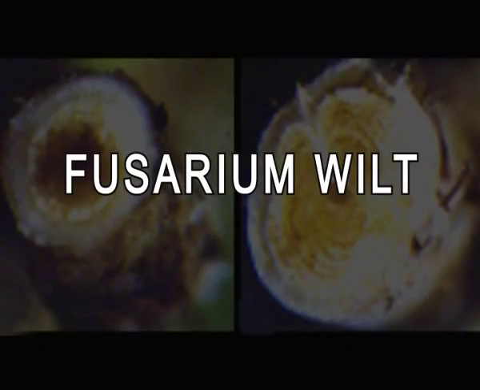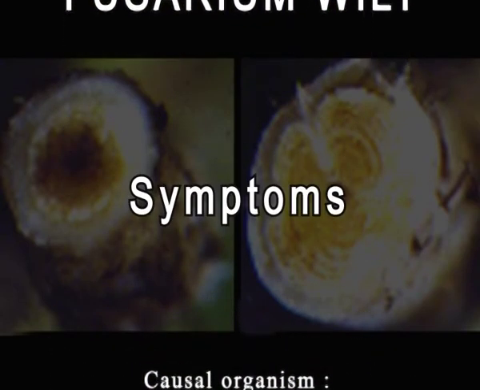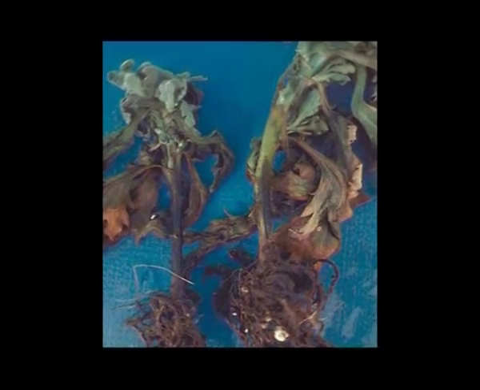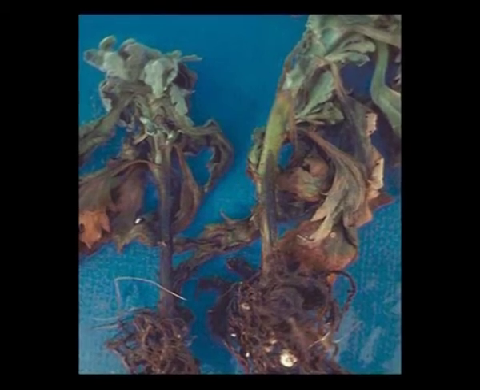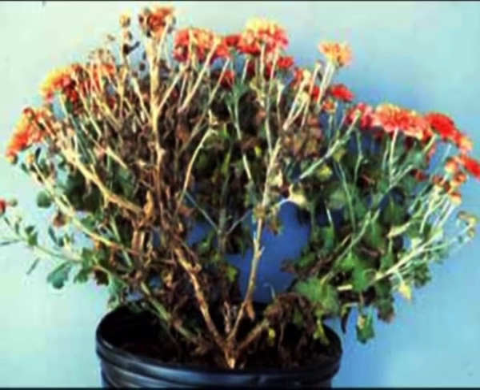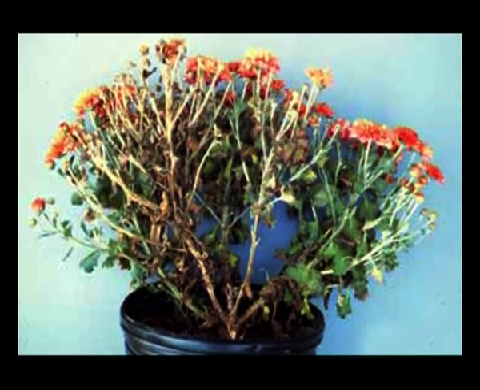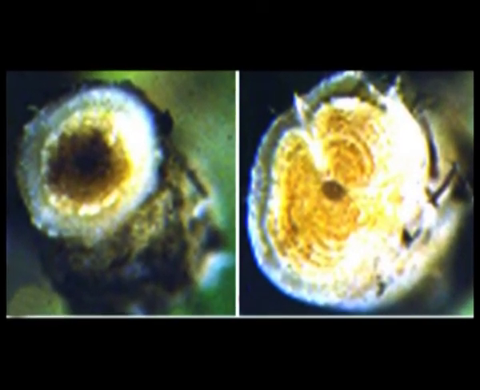Next important disease is the Fusarium wilt. Causal organism is Fusarium oxysporum variety tracheiphilum. So let's see the symptoms of the disease. The first signs of the disease are yellowing of foliage, stunting and wilting, often along one side of the plant. Plants may appear water stressed and foliage may become brown and die. Stems show a reddish-brown discoloration of the vascular system.